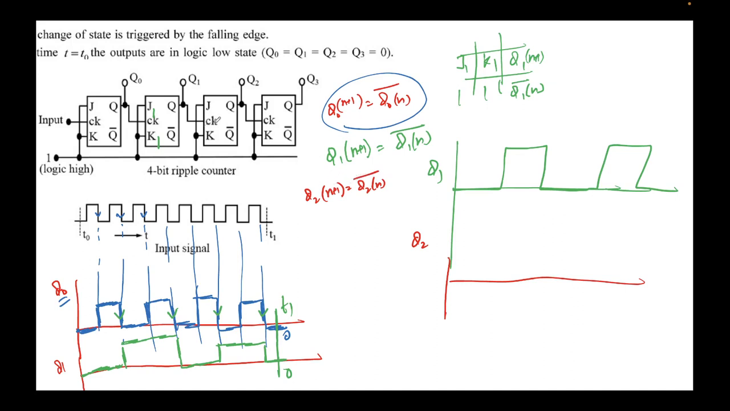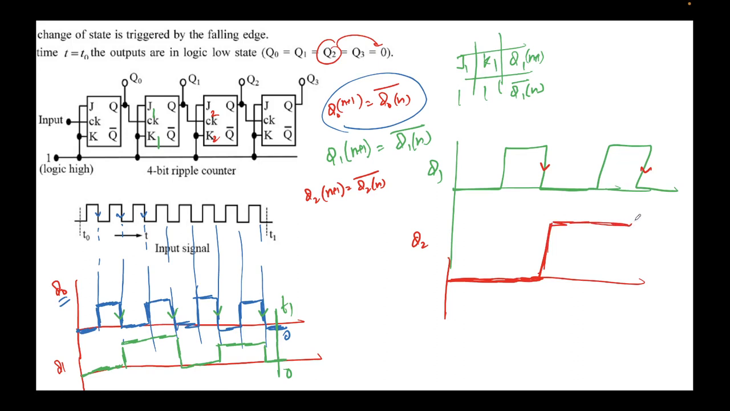And what is the clock for this? Note that the clock for this flip-flop is nothing but Q1. So whenever Q1 falling edge comes, the output will change only then. And initial value is 0. It is given. Q2 initially is 0. So Q2 will be 0 initially. When will it change? It will change only at the falling edge. So it will become 1.